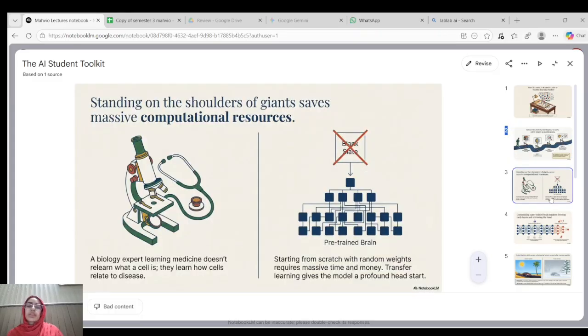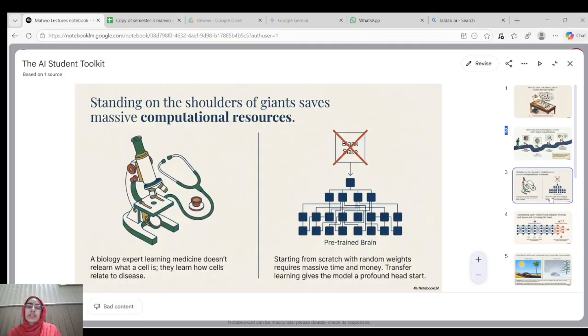Our first strategy is transfer learning. Imagine a biology expert who decides to study medicine. They do not need to relearn what a cell is, they already have that knowledge. They just need to learn how those cells relate to a specific disease. And in AI, we use a pre-trained brain.